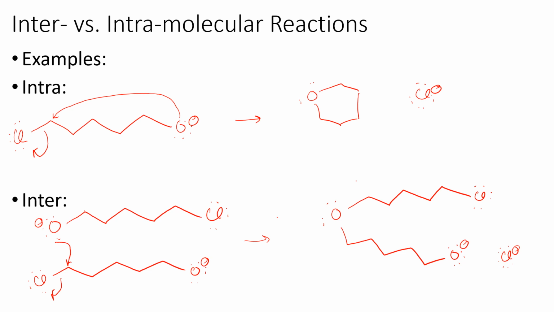Two molecules, the nucleophile of one molecule is interacting with the electrophilic portion of the second molecule. No cyclization here. You'll notice we just have one very, very long chain. This would be one very, very long chain if you actually stretched it out and drew it appropriately. But we would have two molecules now joined together.